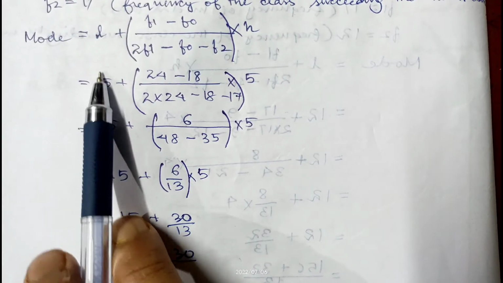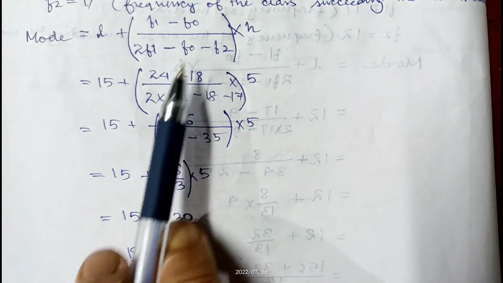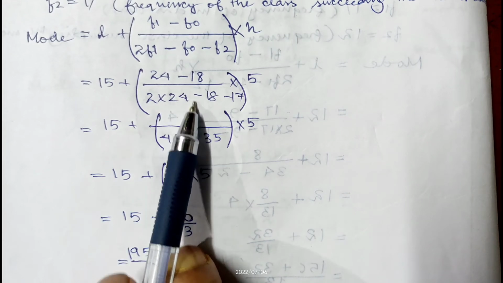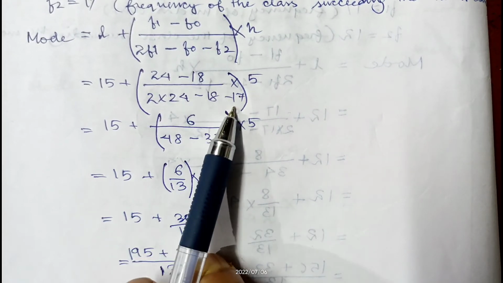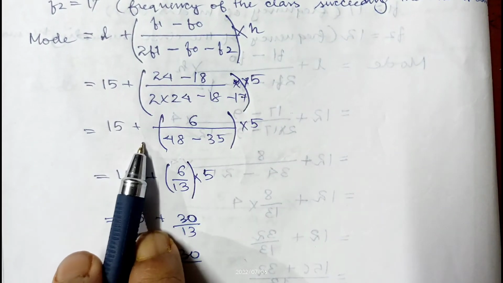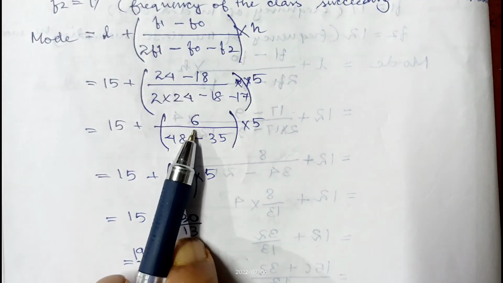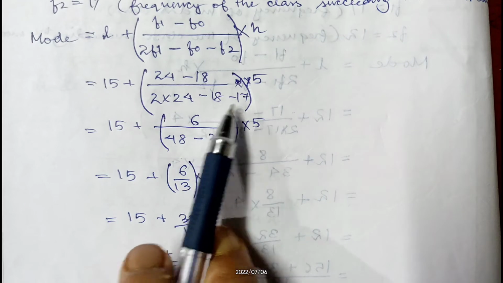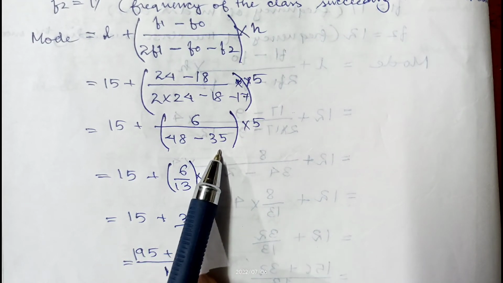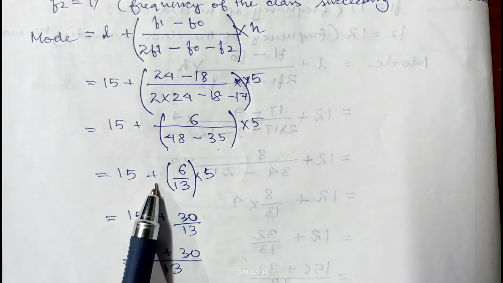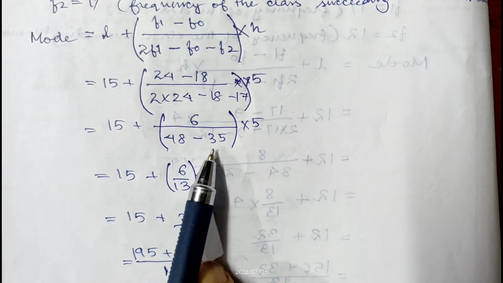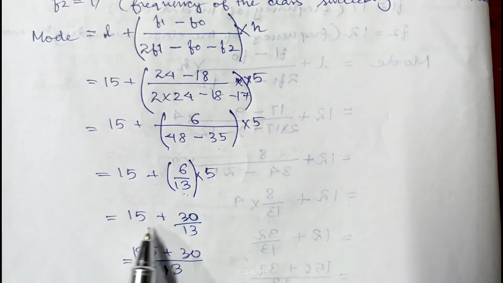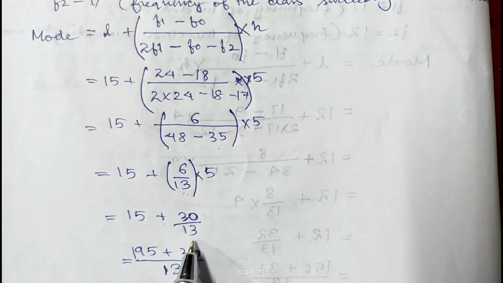If we replace the values, L is 15 plus F1 minus F0, 24 minus 18, 2F1 will be 2 into 24 minus F0 is 18, F2 is 17 into 5. Now 15 plus 24 minus 18 will give 6, 2 into 24, 48 minus 18 and 17 both are negative, so it will be added, so it will be minus 35 into 5. So 15 plus 6, 48 minus 35, which will give 13 into 5. Now this cannot be cancelled, so it will be 15 plus 5 sixes are 30, 30 divided by 13.